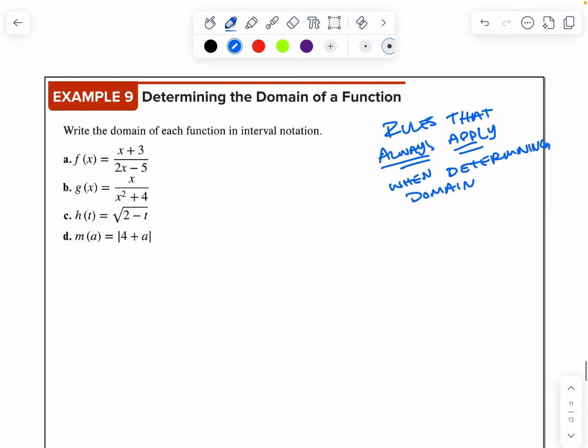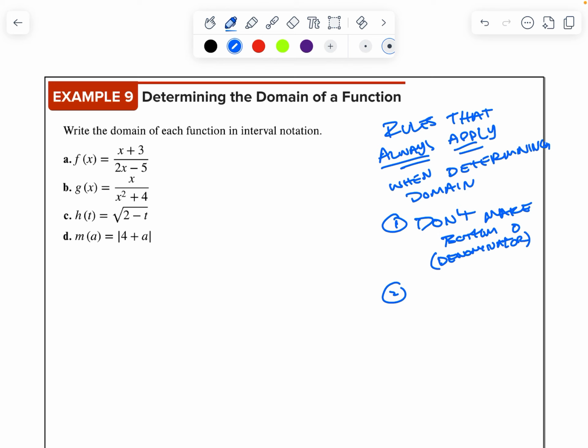If we're given an equation instead of a graph and we want to find the domain, there's really only 2 rules that we're going to follow, okay? And those 2 rules are, number 1, don't make the bottom 0. That's the denominator. Can't make it 0.